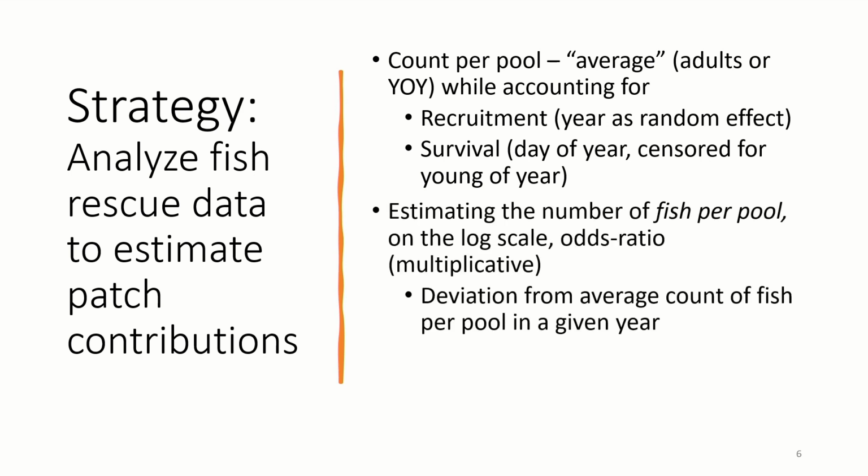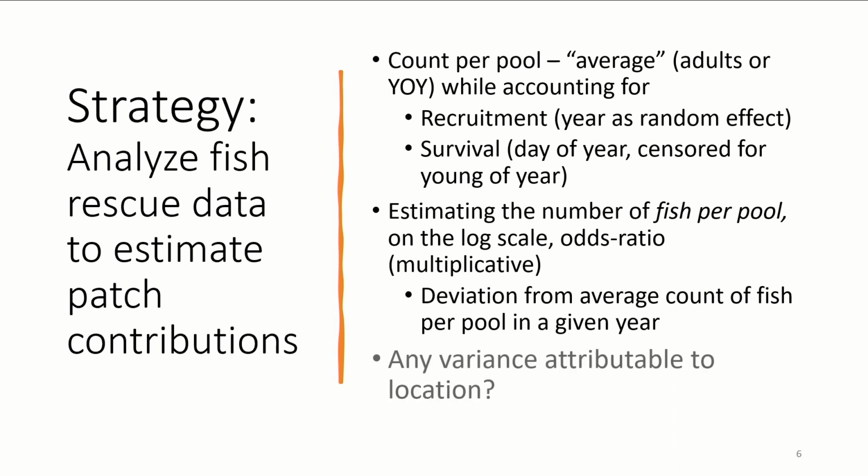And like I said, we're estimating the numbers of fish per pool, and it's a negative binomial model, so it's on the log scale. So what you're really looking at is the deviation from the average. So if you have a year where you're averaging 10 fish per pool, you're talking about, are there twice as many fish in these pools, or are there half as many fish in these pools? It's not the actual number that shows up. You can estimate that, but this is really just talking about relative to the average, how many more or fewer fish are there.